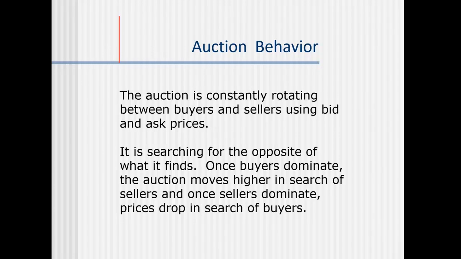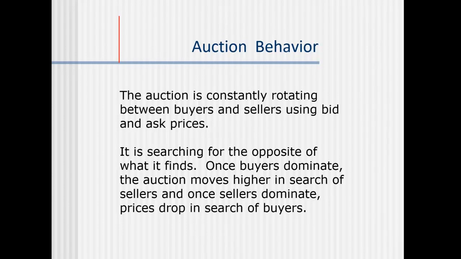An auction, or the financial auction, is constantly rotating between buyers and sellers using bid and ask prices. And that's why it's constantly fluctuating, moving up and down, up and down. It almost seems as if the intent is to confuse the buyer and the seller and make sure that no one really understands where the market is going. But in reality, that is the function of the auction in searching for fair value, if you will, or searching for the areas where there are the greatest aggregate of buyers and the greatest aggregate of sellers.